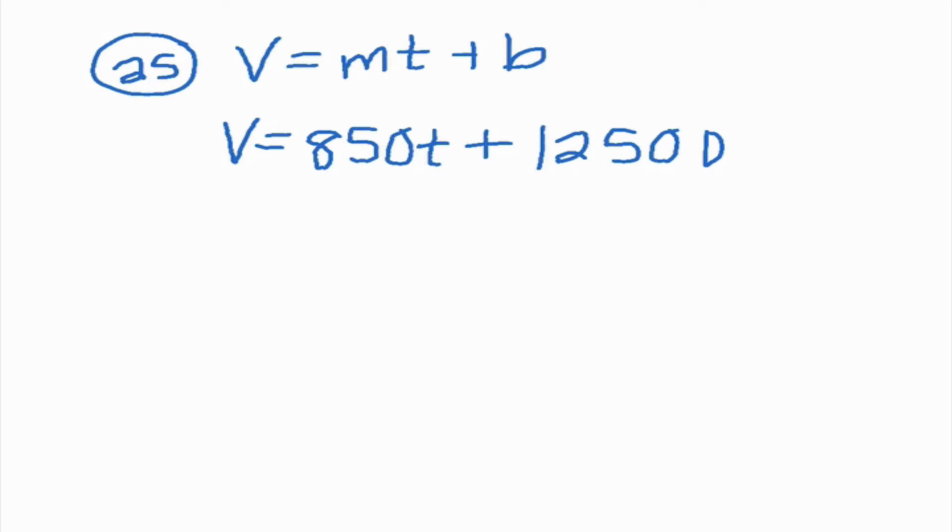Now if we wanted to find a specific value, like if I wanted to know what is the value in 2012, I could figure out how many years have passed since 2010. So in that case it would be 2, and I would substitute 2 in for t, and it would give us the value at that point in time.